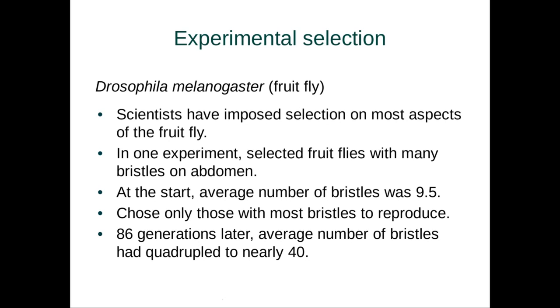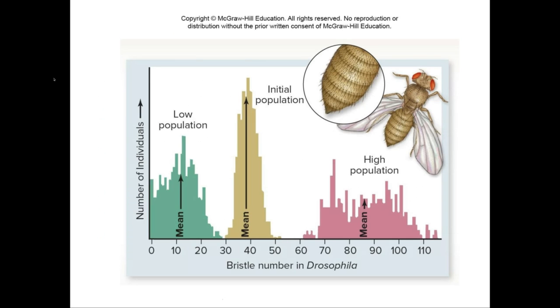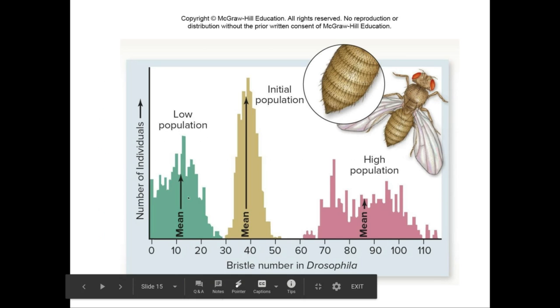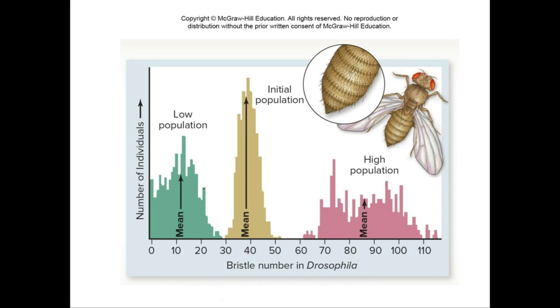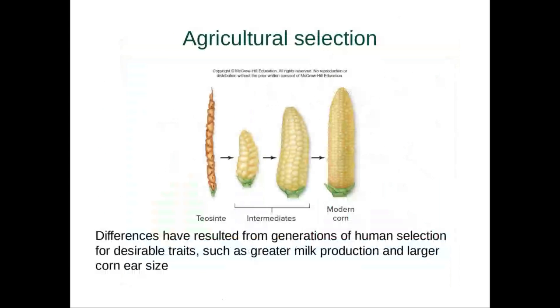You can do it with worms. There's any number of things where you can experimentally evolve individuals within a laboratory setting. And you could see this data for what's happening for bristle number in Drosophila. Kind of a cool thing where you can select for things just by being in the correct laboratory setting, inducing selection in the lab.